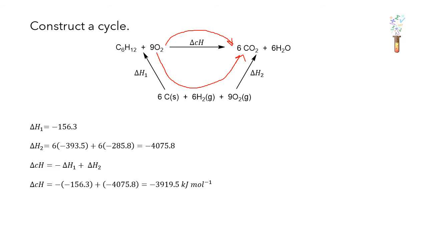If you don't construct the correct cycle, you would have to write an appropriate mathematical expression with sigmas in, which is a bit more tricky, but you would have to say delta HC is the sum of the enthalpies of formation of the products minus the sum of the enthalpies of formation of the reactants. I would rather you learn how to construct a cycle. 1 mark for your calculation and 1 mark for the correct answer.